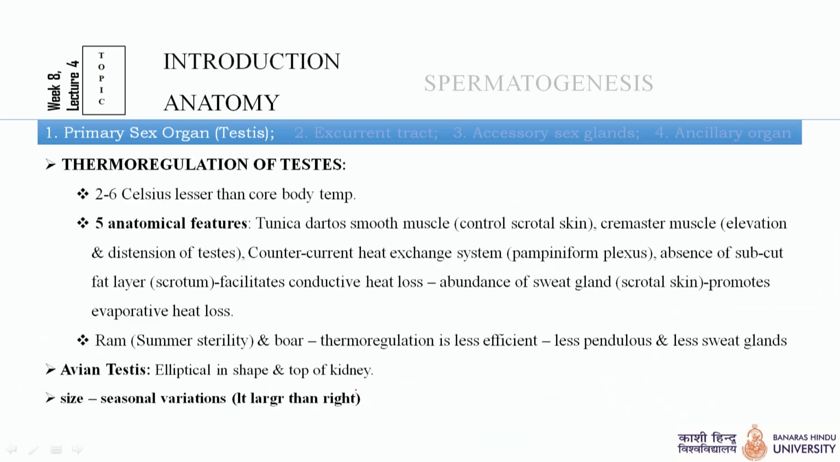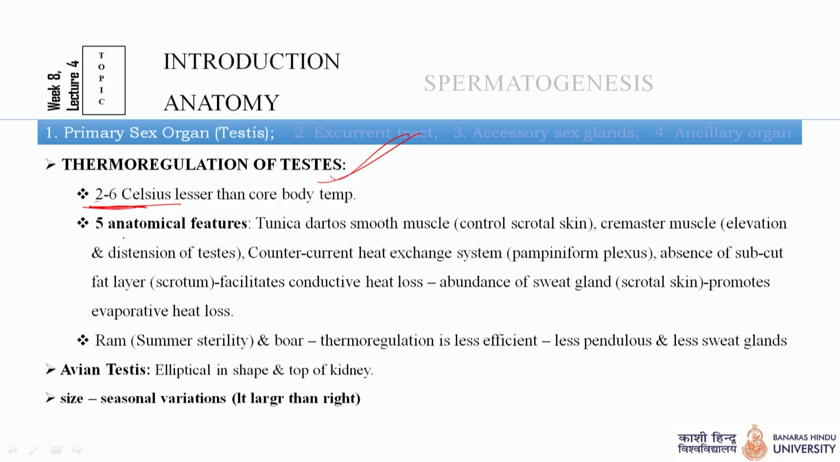Then coming to the third aspect of the testis, that is called thermoregulation of the testis. Thermoregulation is very, very important for enhancing spermatogenesis. Now how does it help the spermatogenesis process? By decreasing the temperature of the scrotum around 2 to 6 degrees Celsius from the core body temperature. Now how is this 2 to 6 degree Celsius difference from the core body temperature achieved? For that, there are 5 anatomical features helping.